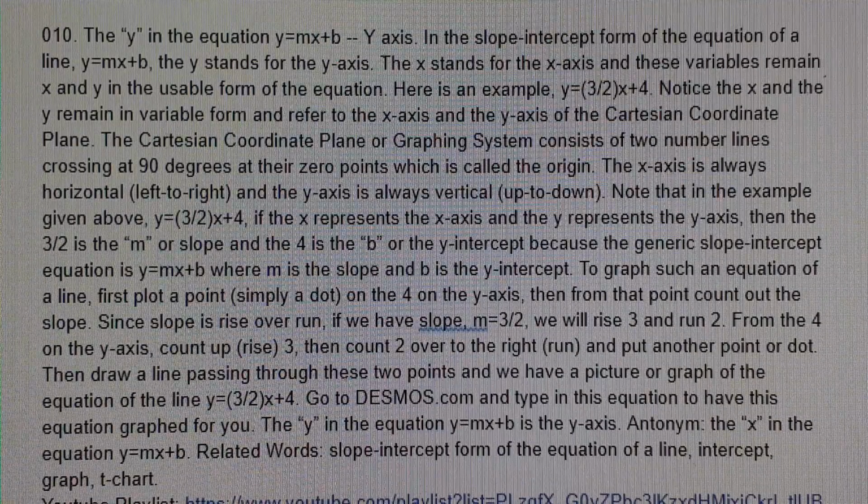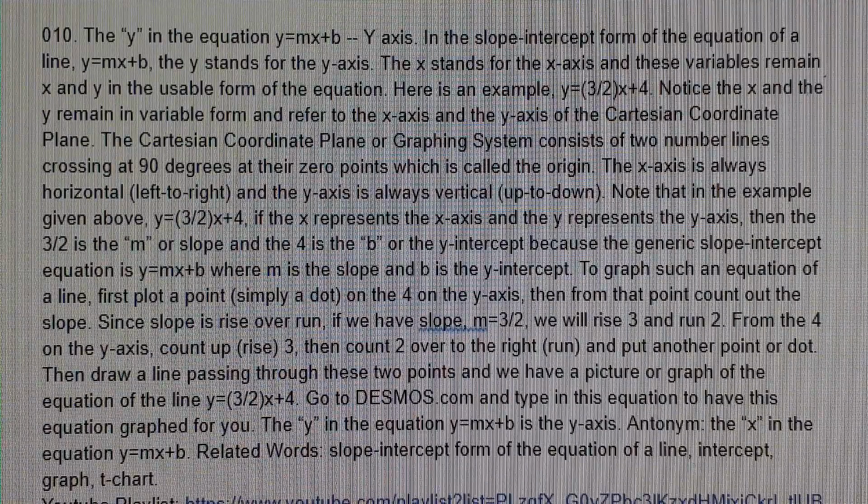Because the generic slope-intercept equation is y = mx + b, where m is the slope and b is the y-intercept, to graph such an equation of a line, first plot a point (simply a dot) on the 4 on the y-axis. Then from that point count out the slope.